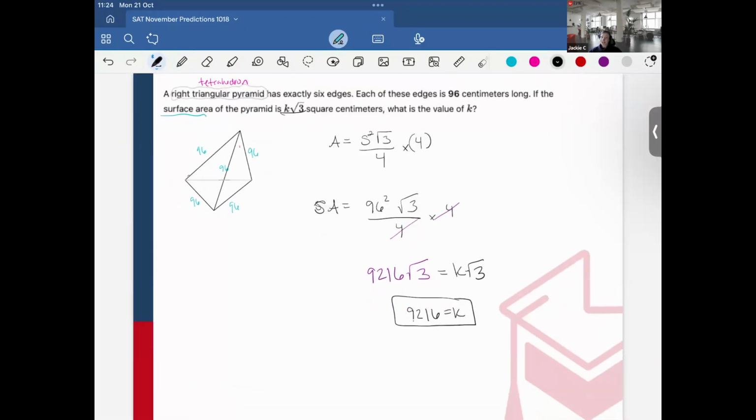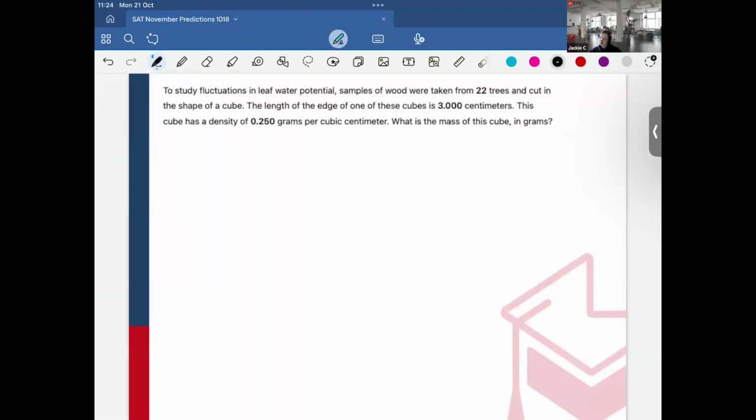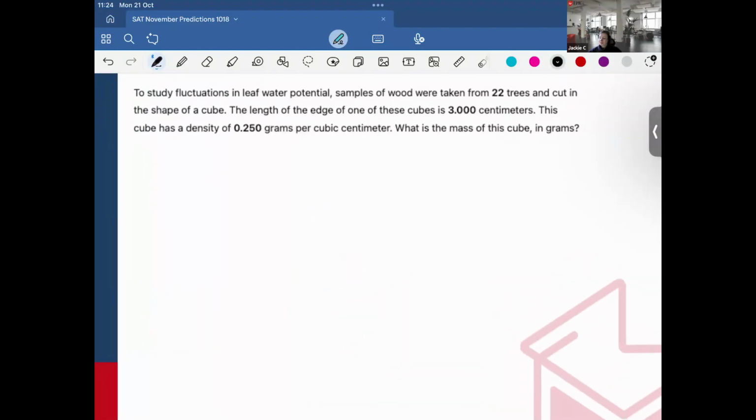Continuing our journey. Okay, so this one, to study fluctuations in leaf water potential, samples of wood were taken from 22 trees and cut in the shape of a cube. The length of the edge of one of these cubes is 3 centimeters. The cube has a density of 0.250 grams per cubic centimeter. What is the mass of this cube in grams?